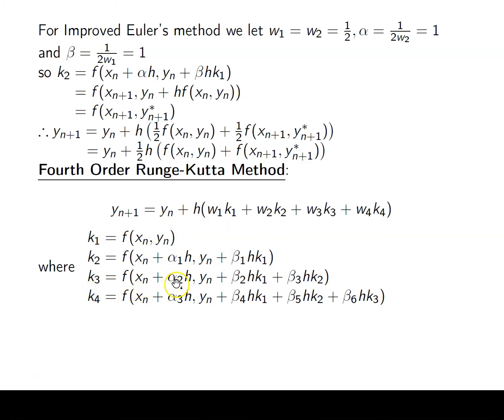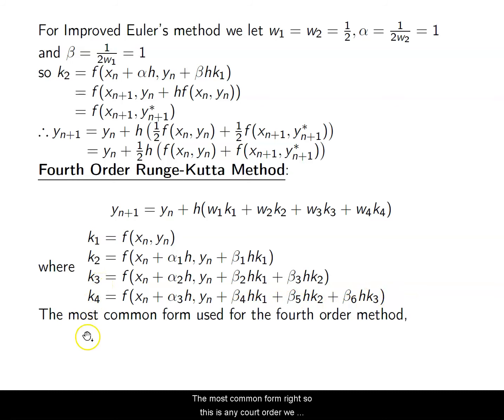K3 is some other distance away from h. It could be the same as a1, it could be different. y_n is very similar to what we have here, right? Some constant multiple of k1 plus some other constant beta 3 times my step size times this whole function. And then k4 is the same thing, right? K4, the y value, what you're adding to it, is some constant multiple of k1, some constant multiple of k2, and some constant multiple of k3, all being multiplied by your step size, right? The most common form, right? So this is any fourth order, okay?